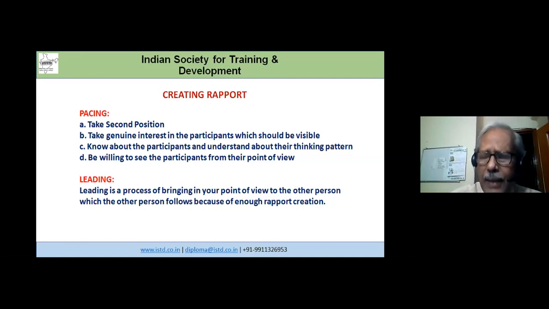Pacing is the process of taking the second position. Means what? The trainer follows the trainees. Ask the trainees to talk. Listen to him very carefully. Give importance to the trainee. What happens in human psychology is that if you listen to somebody very carefully, the other person becomes ready to listen to you also.